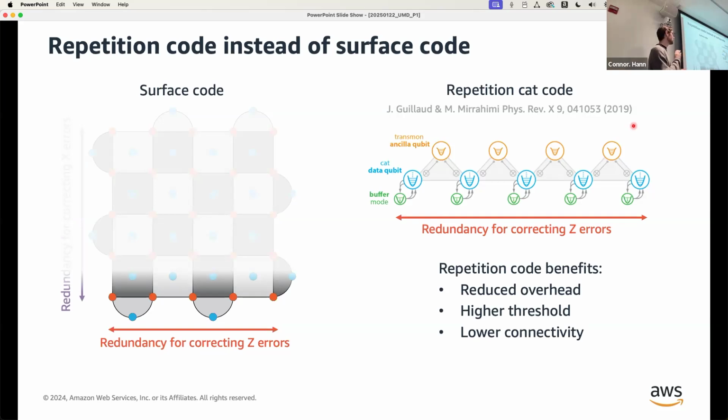In particular, the fact that we don't have to worry about a surface code and now can get away with just a repetition code is great for a number of reasons. First, it just means a reduced overhead to get to a good logical qubit. We've gone from a two-dimensional array to a one-dimensional array. But even beyond that hardware overhead reduction, the repetition code also has a higher threshold and lower connectivity requirements. And so all of these factors together make this a much more favorable experimental implementation. So these are really the benefits of these bosonic codes.